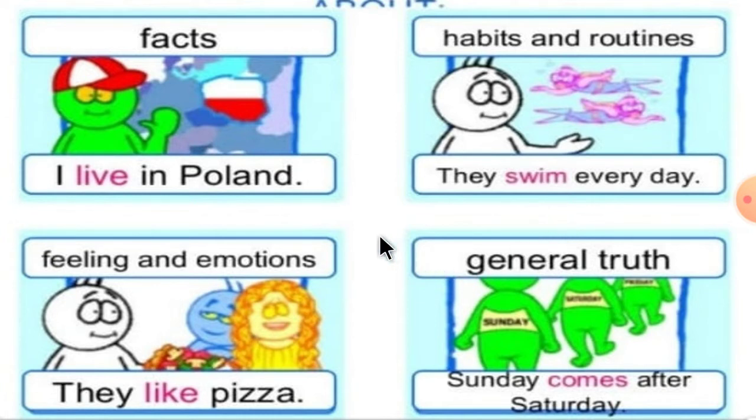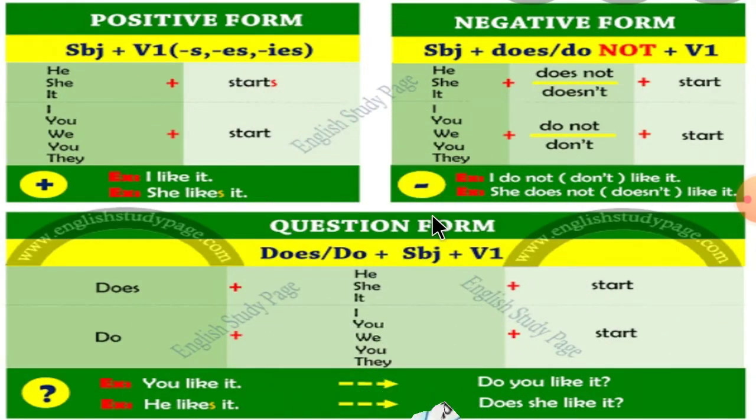While you are making a sentence in the simple present tense, be verbs should not be used. You can see here, in pink color, the words are written. How to form a sentence in the simple present tense? Let me show you. Positive sentence, negative sentence, and question form.